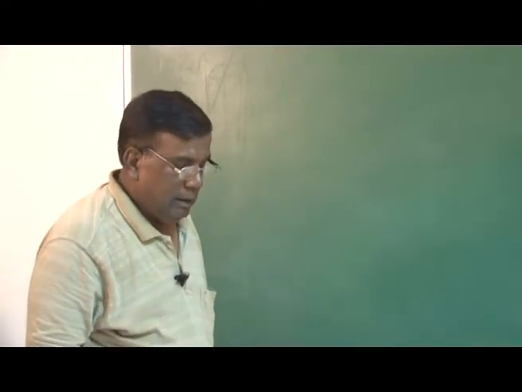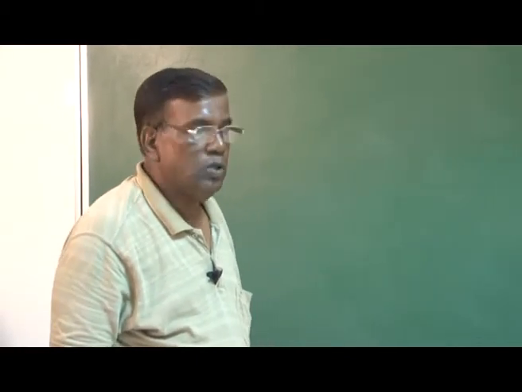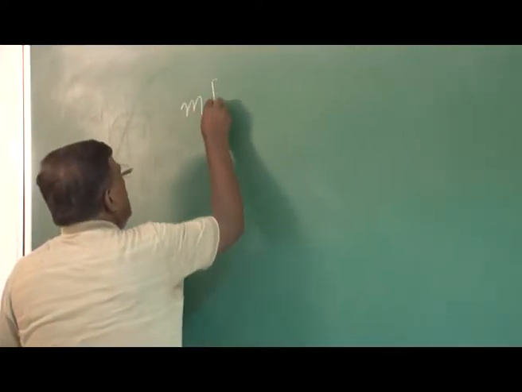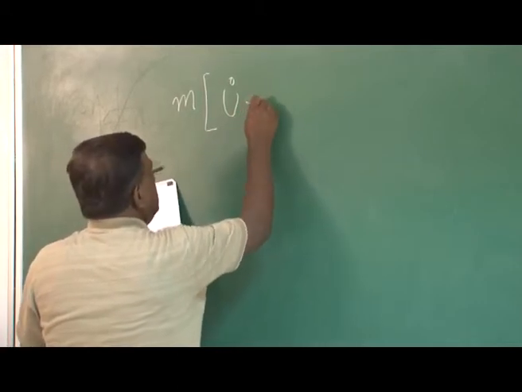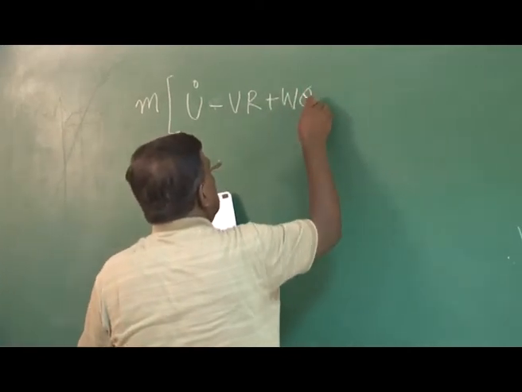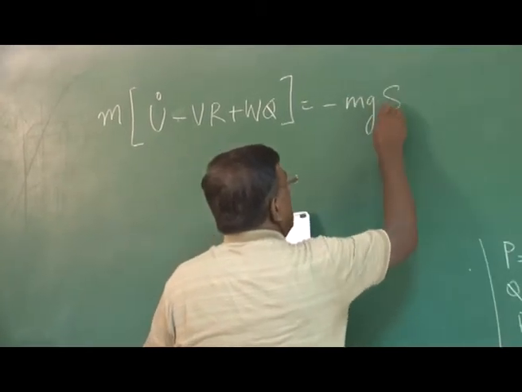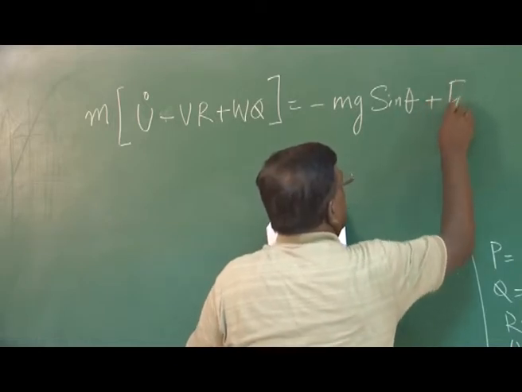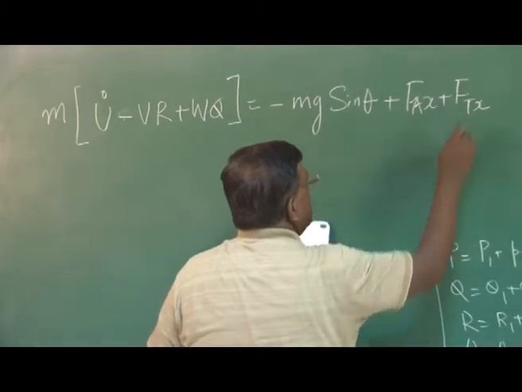Good morning, friends. Let us solve an example of how to develop perturbed equations of motion. So, I will take one equation, that is m u dot plus minus Vr plus Wq is equal to minus mg sin theta plus Fax plus Fpx.